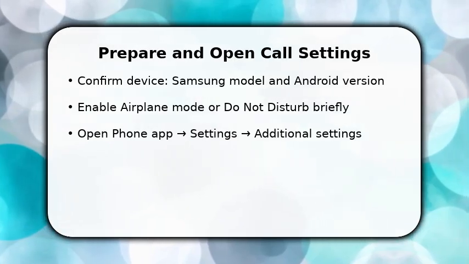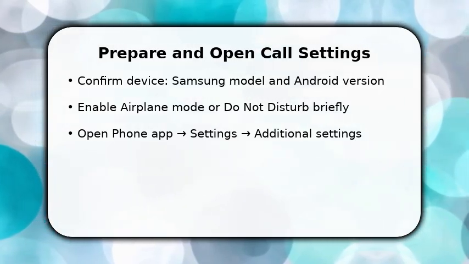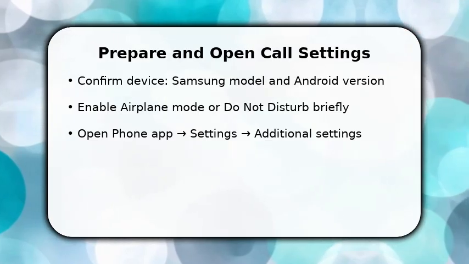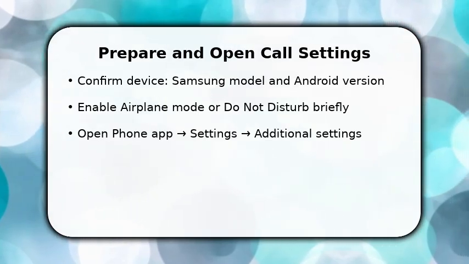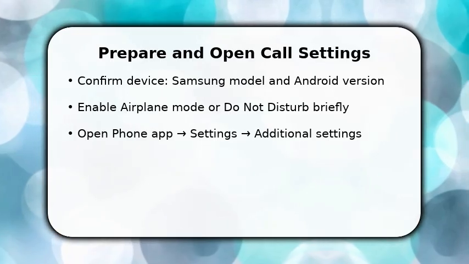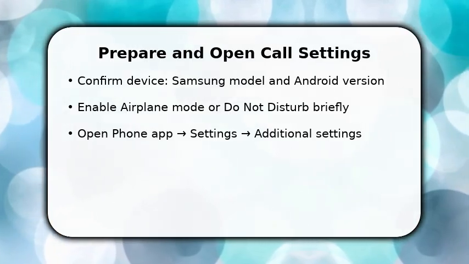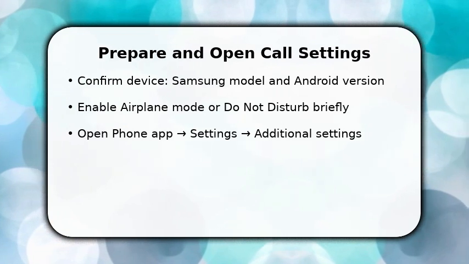network settings. Open the phone app, tap the three dots, choose Settings, then Additional Settings. This is where carrier-dependent call routing and caller ID options live. From here, proceed to modify unreachable behaviors.